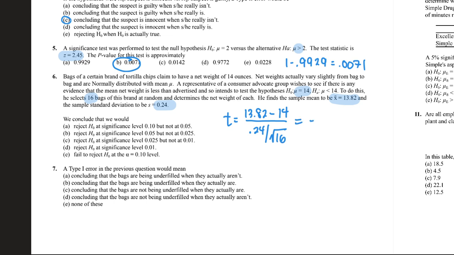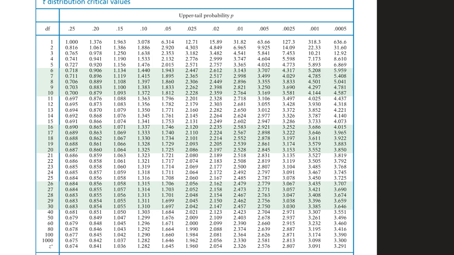So that gives us negative 3. And in this particular problem, we need to look at our t-table. So our degrees of freedom is n minus 1, so 16 minus 1 is 15. So now we're going to go to our t-table. Okay, so here we are at our t-table. Degrees of freedom is 15.